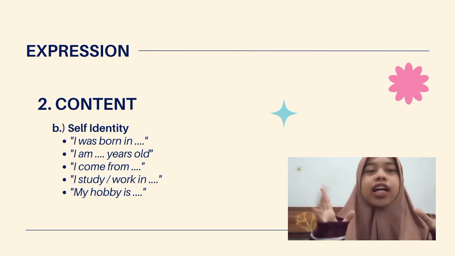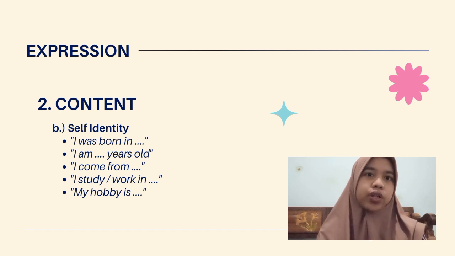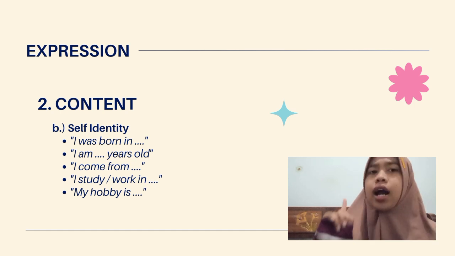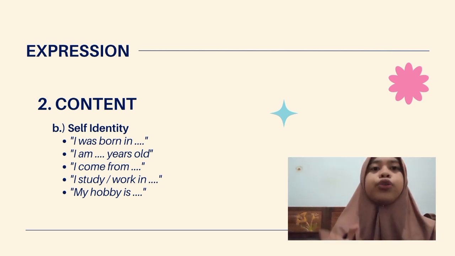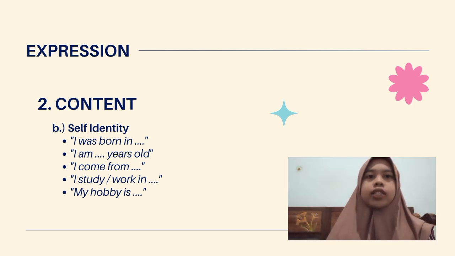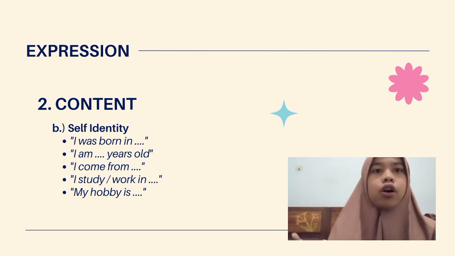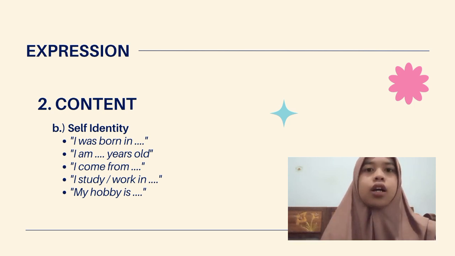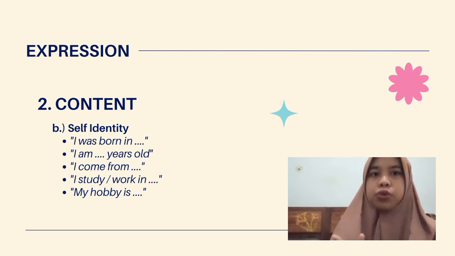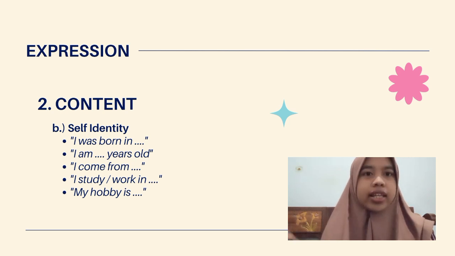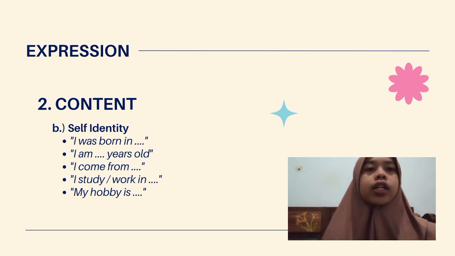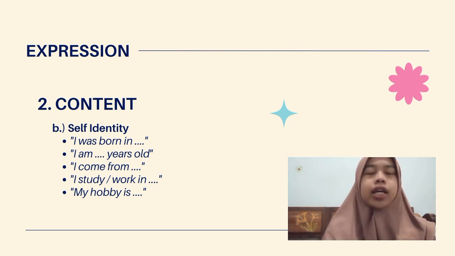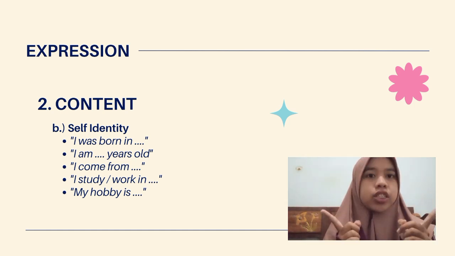Alright, if you get it, let's continue to the next part, which is "I come from." It is explained about where you come from. For example, I come from Indonesia, or maybe I come from Bandung or Surabaya, like that. And the next is "I study" or "I work in blah blah blah." It is explained about your job or your occupation.